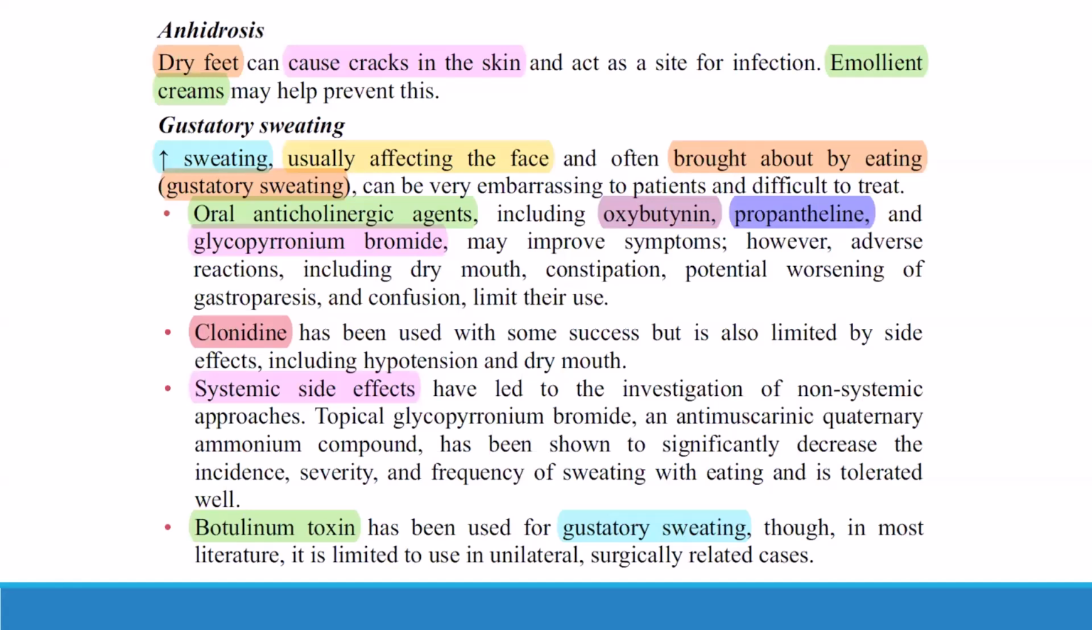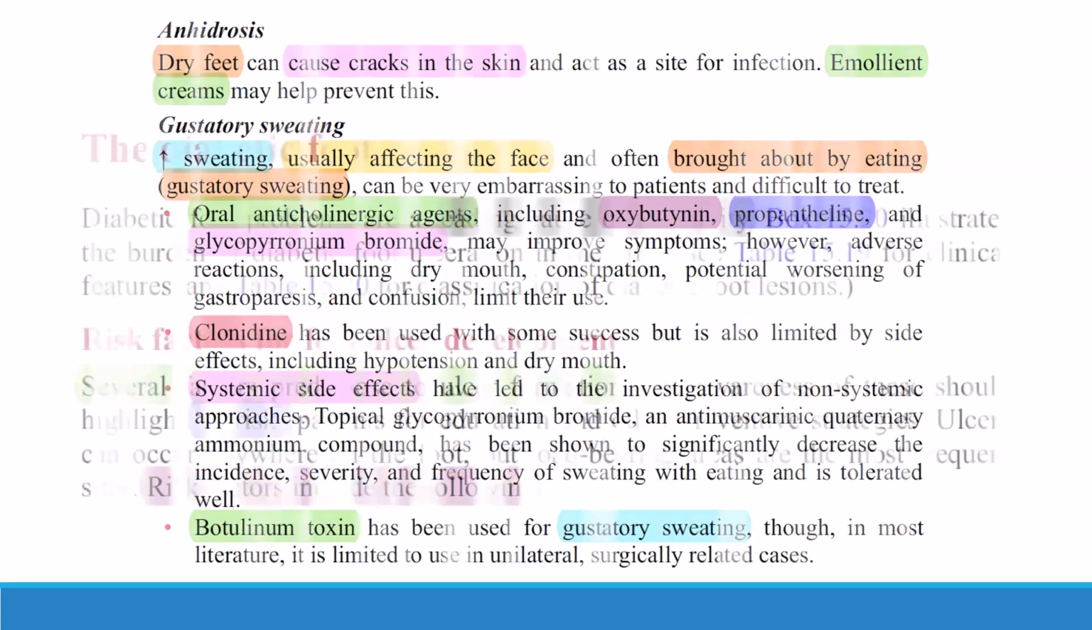Gustatory sweating, which is manifested by increased sweating, usually affecting the face, and often brought about by eating specific foods. Treated by oral anticholinergic agents like oxybutynin or clonidine, and systemic side effects have led to investigation of non-systemic approaches. Botulinum toxin can be used in some situations.